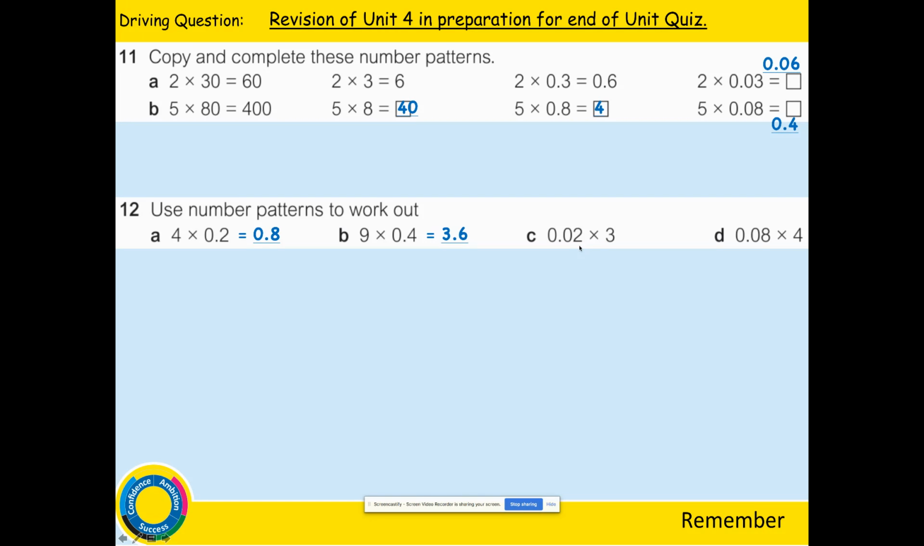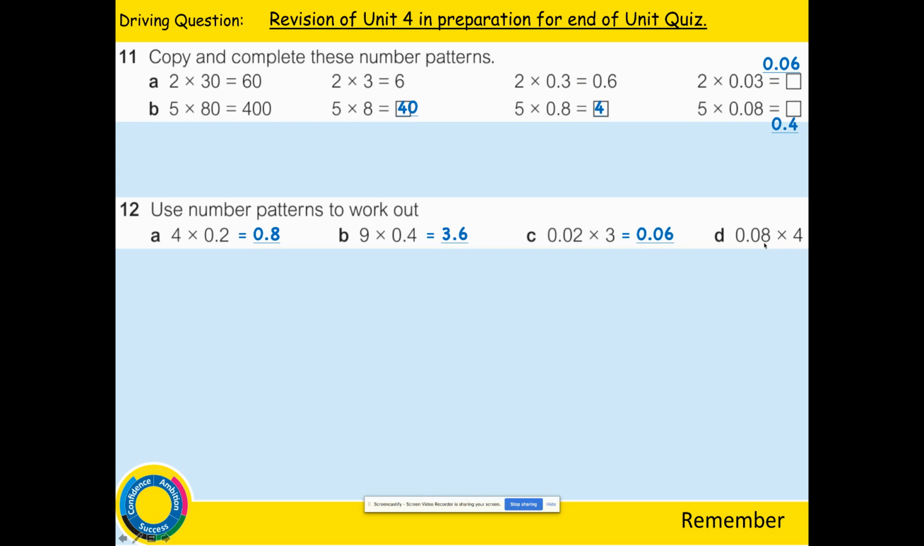2 times 3 is 6, but this 2, it was here, so it's actually gone down 10 times, 100 times. We've divided by 100, so our 6 will need to be divided by 100 to give 0.06. I think our 6 was there, we're dividing by 10 and by 10 again.